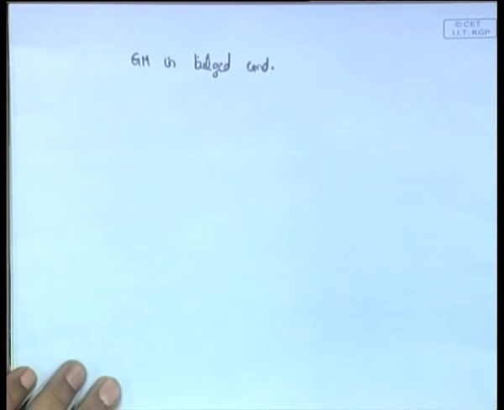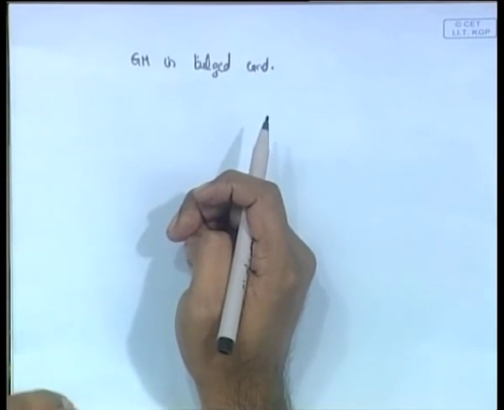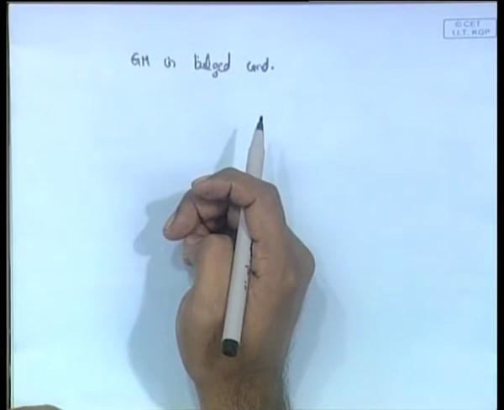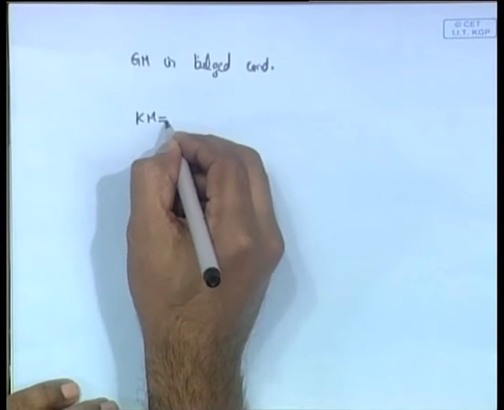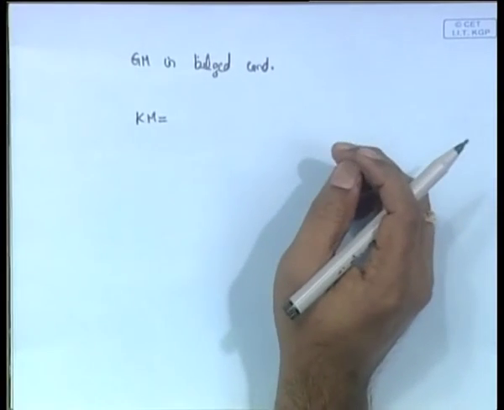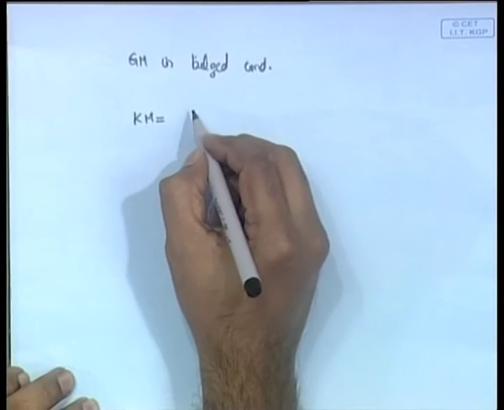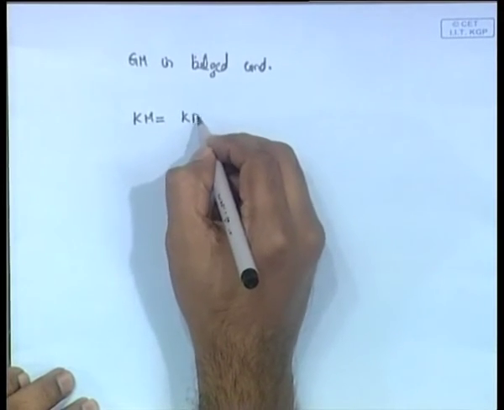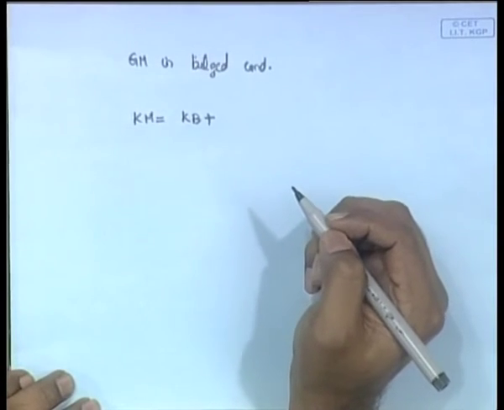For that you can do it this way. You can actually do it in two ways. Km, I will tell you, you can do it as Kb plus Bm, that is one way of doing it, or you can just apply the formula.